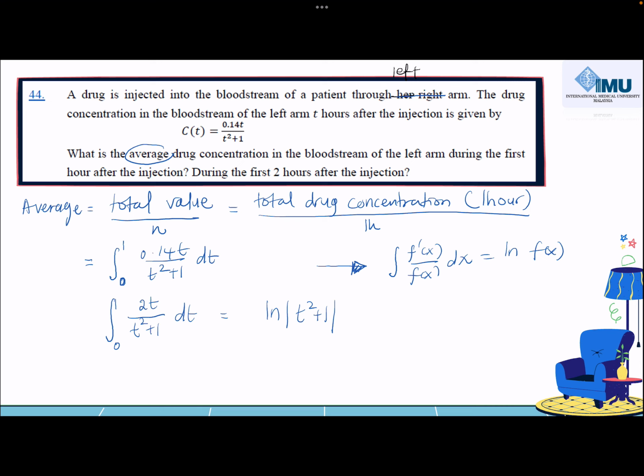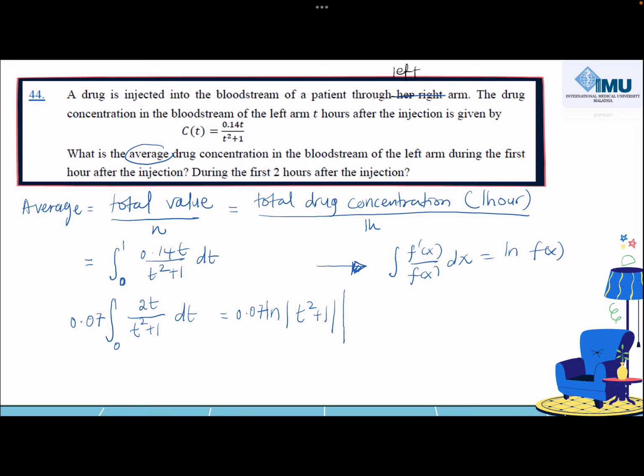However, let's look into the original function. You are having 0.14. This one is 2t. So how are you going to make it equal? Correct. You multiply by 0.07, because 0.07 multiplied by 2 will give you 0.14. If you make a change on the left hand side, you also need to do the same thing on the right hand side. So you are supposed to multiply by 0.07. This is going to be the integration value.